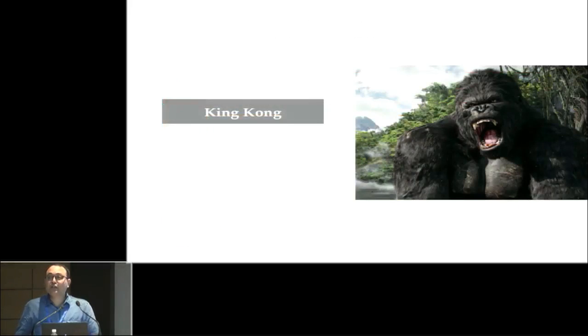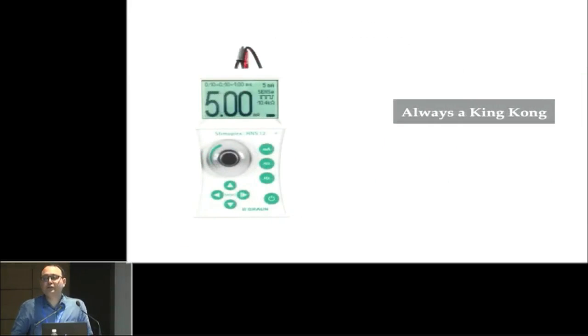So ladies and gentlemen, King Kong with a PNS, always a King Kong. So before bombarding into these peripheral nerve stimulator blocks, you have to know your machine well.